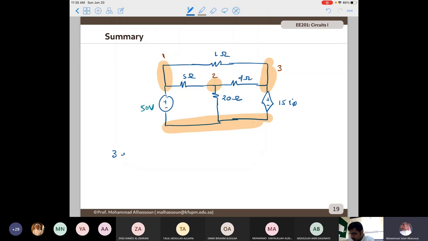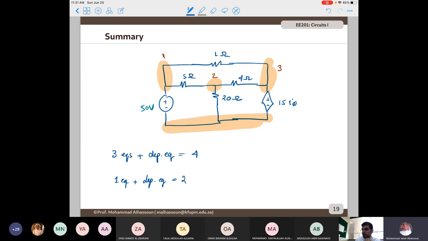Originally, it was 3 equations plus the dependent equation, which is 4. Now it's been reduced to what? To 1 equation plus the dependent equation, which is equal to 2. So you see here, because of the voltage source between a reference node and another essential node, I have reduced the number of needed equations.